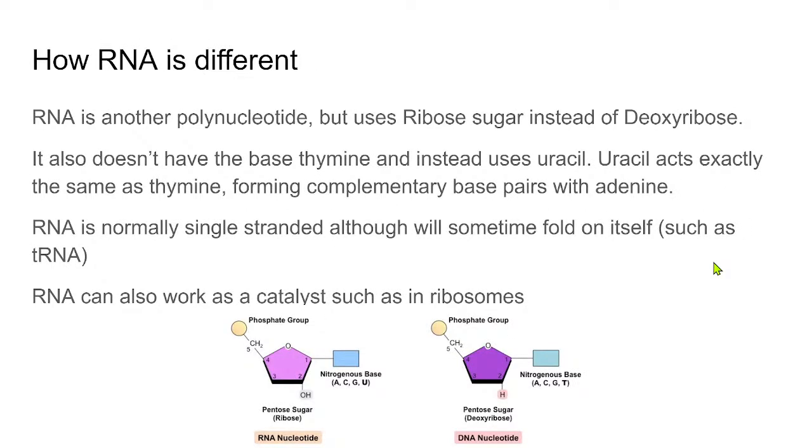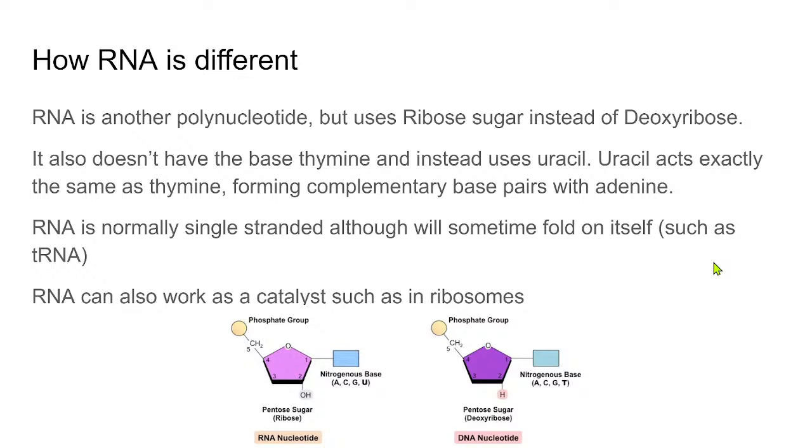So how is RNA different? RNA is another polynucleotide. It's a polymer of nucleotides, but uses ribose instead of deoxyribose. And it also doesn't have the base thymine, instead uses uracil. So uracil acts exactly the same as thymine, forming the same complementary base pairing with adenine, again with those two hydrogen bonds, but it's just in RNA, it's just different.